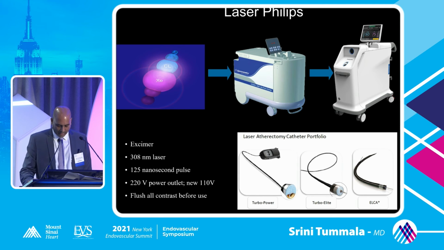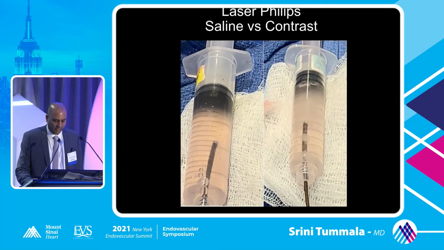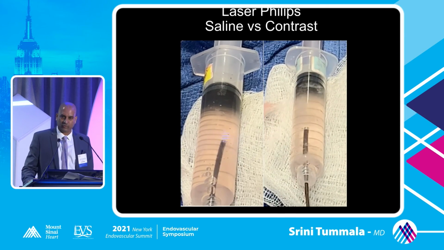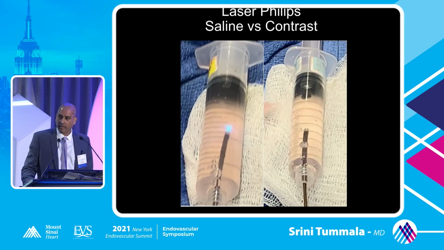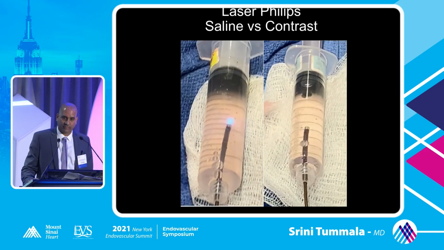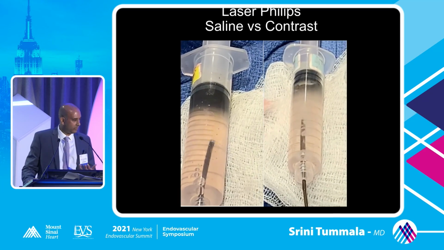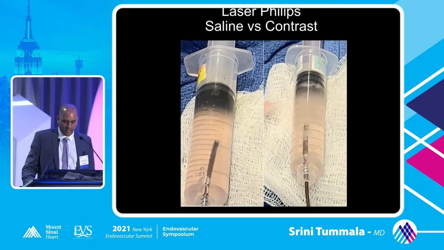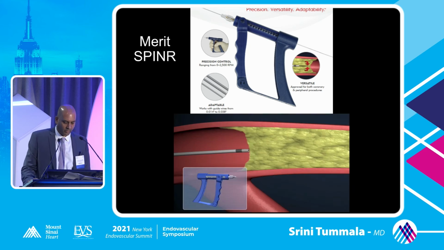The Turbo Power and Turbo Elite are the most common catheters that people are using. But the difference with this one, because of the way it works, is you have to flush out contrast before you use it. So if you have a catheter, you've crossed, and you've done an angiogram, make sure you flush that contrast out. The reason is, you can see here, on the left is saline. That's the way the laser should function. On the right, you get this explosive effect. Although you don't want to do this because you can cause a dissection, tear an artery or perforate an artery, there are some people that do use this in the coronaries.